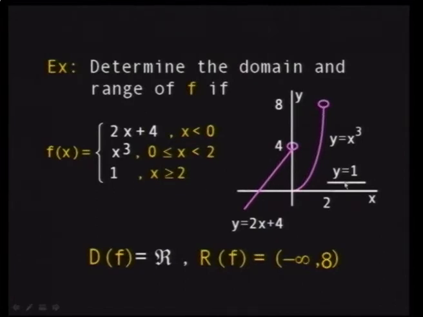Now, the domain of this function is always R, because as I said, there is no such x which you can't find a specific f of x for, in which you can feed such x. But what about the range? The range lies from minus infinity till the value which is 8. Now there is no value for y equal to 8, because here x cubed is less than 2. So this 8 is not at 2, it's less than 2, which tends to 8. So we say that the range is from minus infinity to 8.